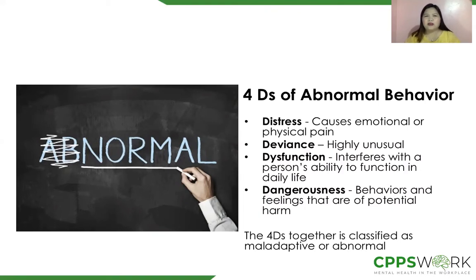Deviance. Highly deviant behavior such as chronic lying and stealing, hearing voices whispering in one's ears when no one is around, seeing and feeling insects crawling inside your body that aren't there, may be considered for judgments of abnormality. Behaviors and feelings are dysfunctional if they are affecting the everyday tasks of a person, such as feeding and grooming oneself, holding a job, and maintaining close relationships. Finally, potential harm to oneself or others, including animals, falls under dangerousness. So these four Ds together may lead to judgment of maladaptive or abnormal behaviors.